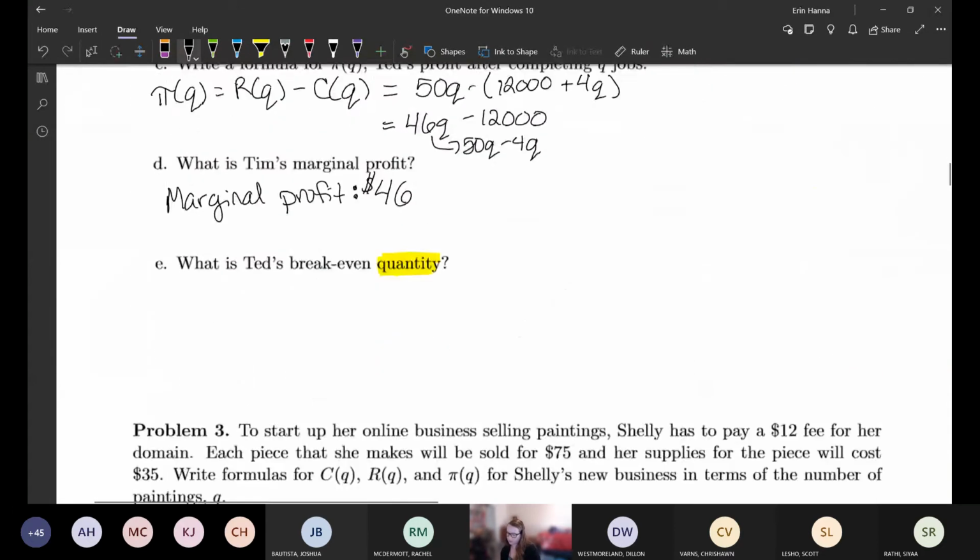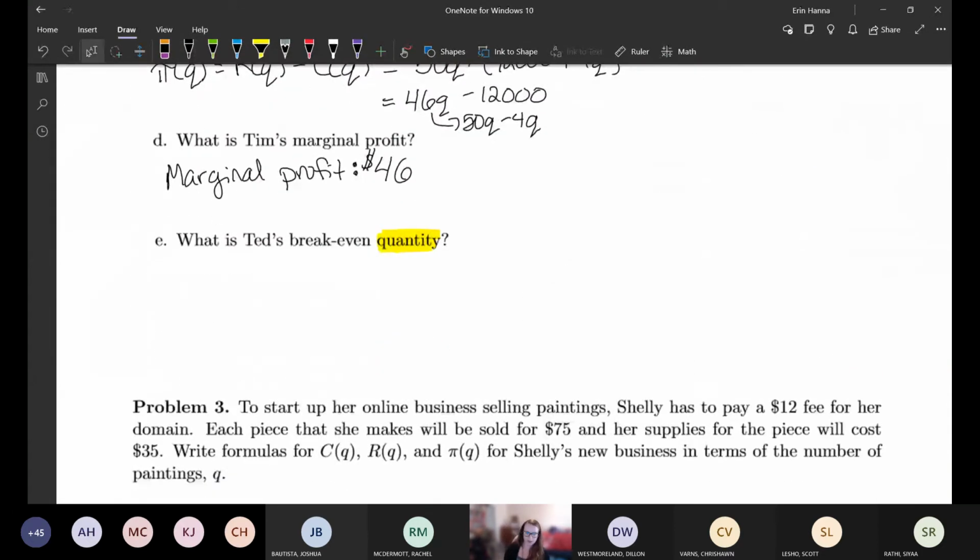Okay. So if we want the break-even quantity here, it's still where profit is 0. So we can do one of two things. We can either set profit equal to 0, or we can set revenue equal to cost. Since we have our profit function already, we already found it, I usually do it that way if we have the profit function. But again, you will get the same exact answer either way. So I'm going to go ahead and set the profit function equal to 0.